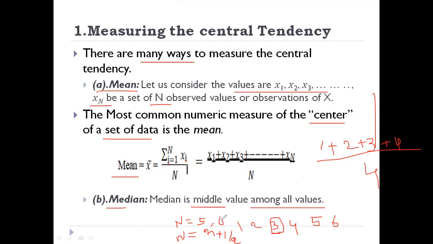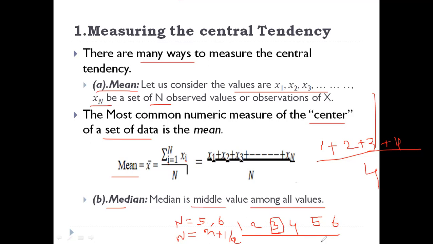These are the even numbers, right? This is the data set with even numbers. 1, 2, 3, 4, 5, 6, six numbers are there. Now the n value is 6. So how do we find the middle value for this data set?